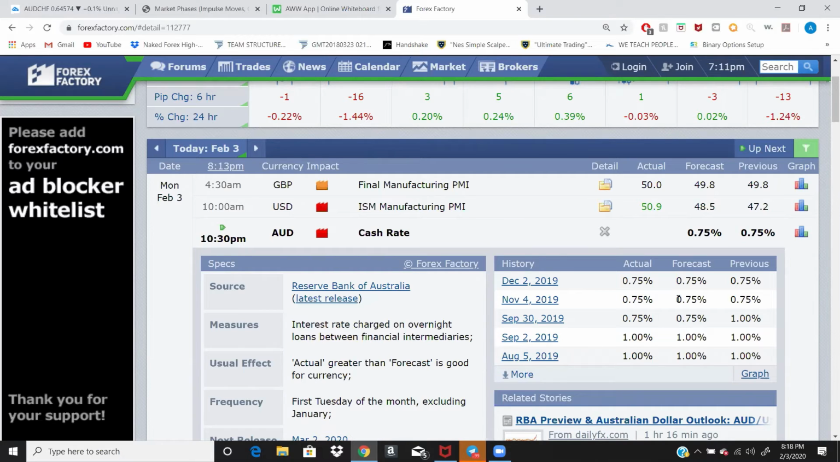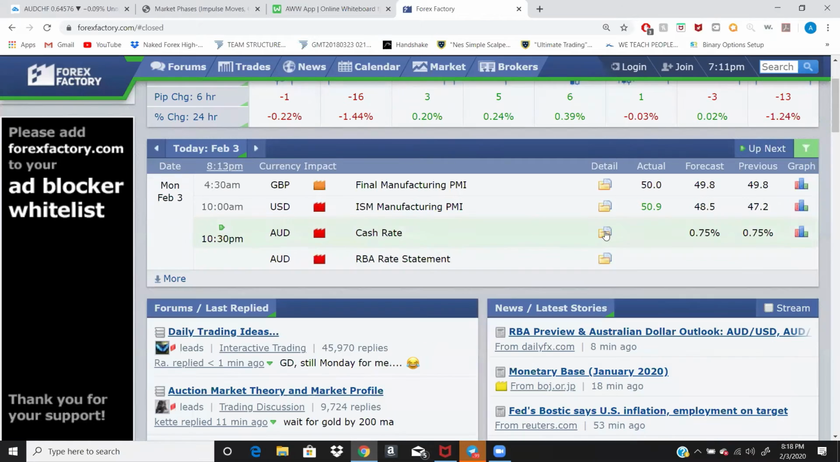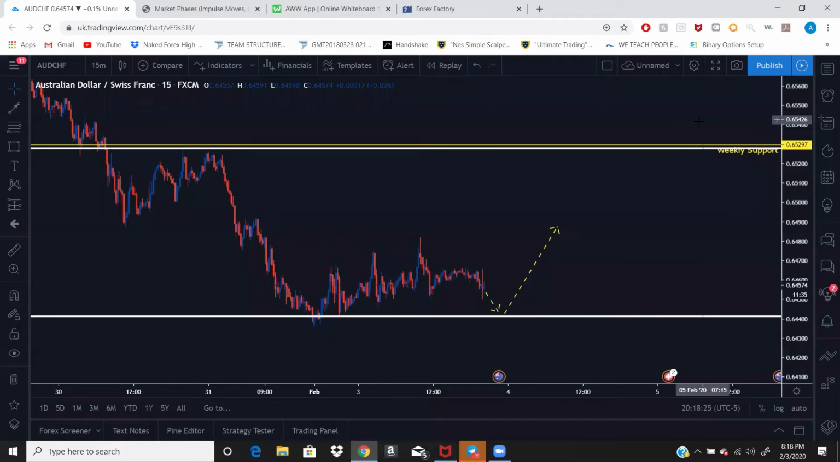Possibly increase it. They gotta come out with something to show some recovery. I'll be really surprised if it will be a bearish outcome. I really would be surprised.